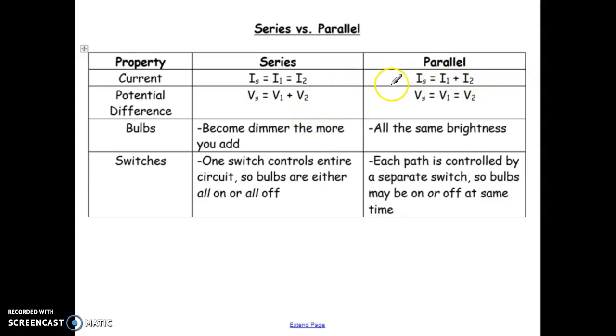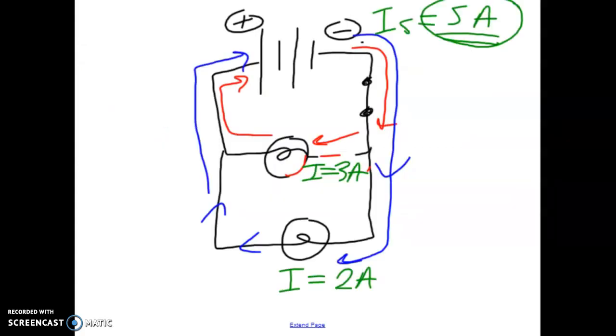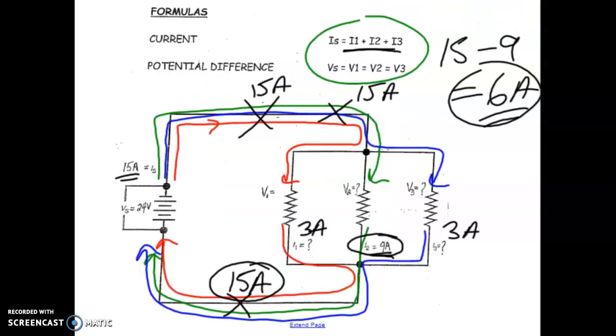A parallel circuit is actually the opposite. Current is additive, which is what we just looked at, and voltage stays the same because remember there's only one load that they are going to. Now, bulb brightness. We haven't talked about this yet. Now, if you're looking at a parallel circuit, maybe I'll use this as an example.